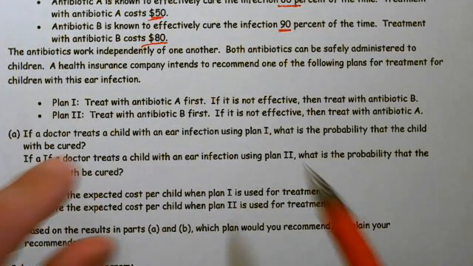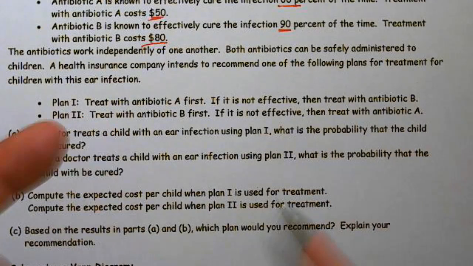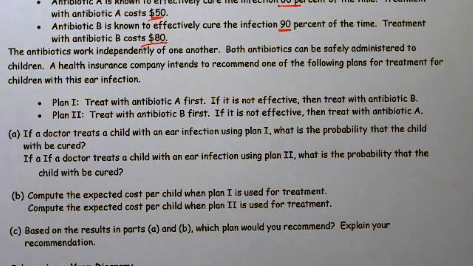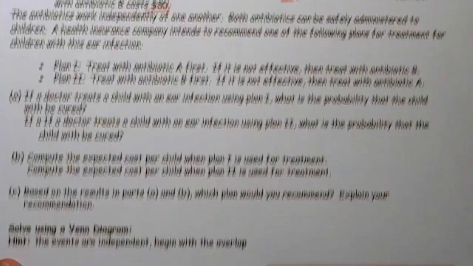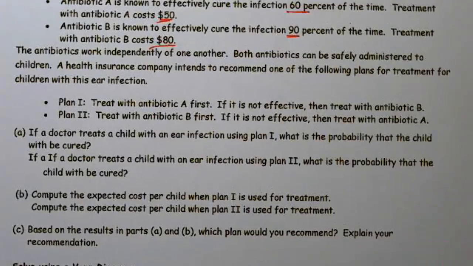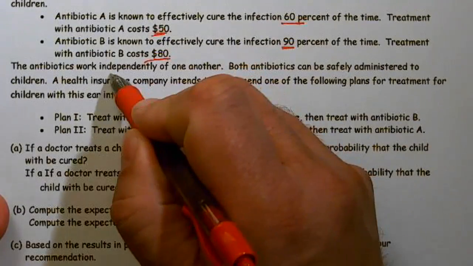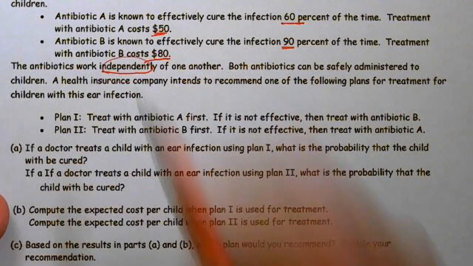Plan one was treat with A first. If not, then treat with B. Plan two was B first. If not, treat with A. And we were supposed to compute the expected cost. Well, one of the things that they told us was that the antibiotics worked independently. So let's see about setting up a Venn diagram.